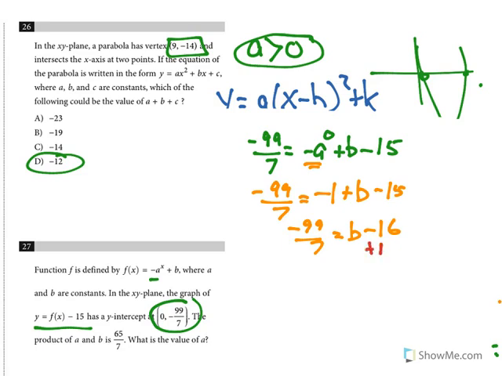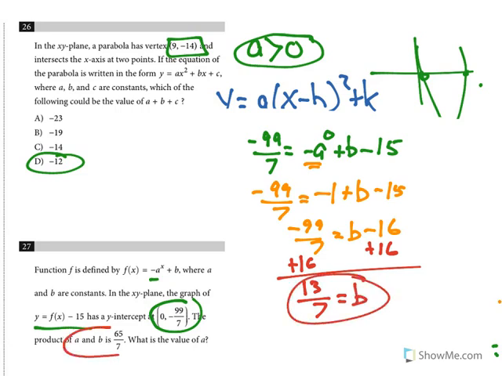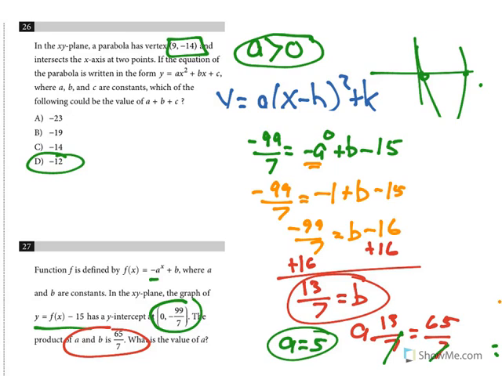So I need to add 16 on both sides. All right, so 16 in terms of sevenths, if we do 16 times 7, is going to be 112 sevenths. So this is going to be 13 sevenths. And then it says the product of A and B is 65 sevenths. So A times B, which is 13 sevenths, is equal to 65 sevenths. Well, that's convenient, right? Because we can multiply both sides by 7, and we know that 65 divided by 13 is 5. Therefore, A is equal to 5.